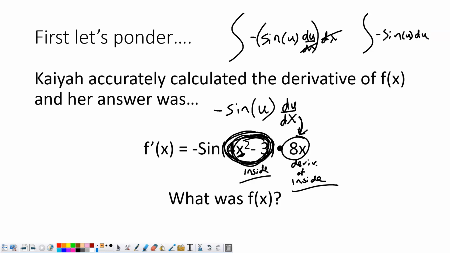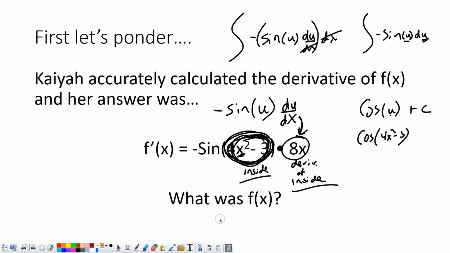Right? I've just changed the variable I'm using, but it doesn't matter. And the answer is cosine, right? But remember, that u is not really a u. What was it? It was 4x squared minus 3. So that's probably a little bit overwhelming for you guys at the moment. I'm not too worried about you guys getting the whole concept just yet. I'm just explaining it to you.